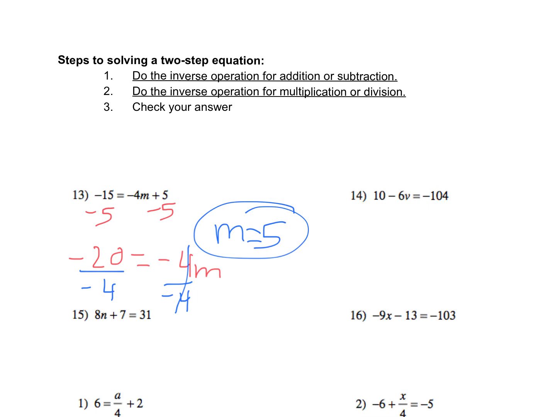So the next one we're going to do is number 16. So we're not going to worry about that one or that one. We're going to do number 16. So we see on number 16 the operation being done to the one without the variable is minus. So we know to get rid of negative 13, which is what that subtraction sign does to it, it makes it negative, we need to add 13. Then we also have to do the same to the other side. So negative 103 plus 13 equals negative 90.